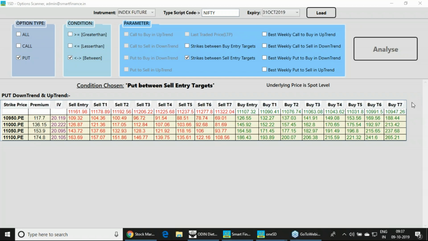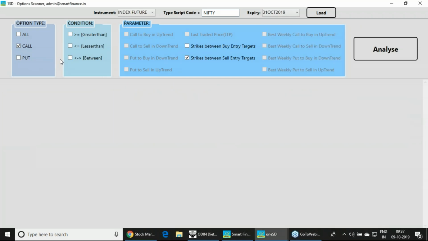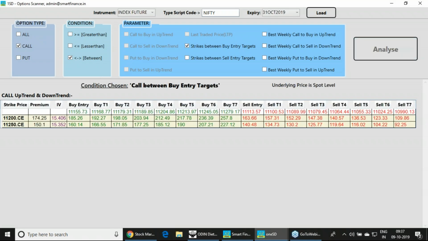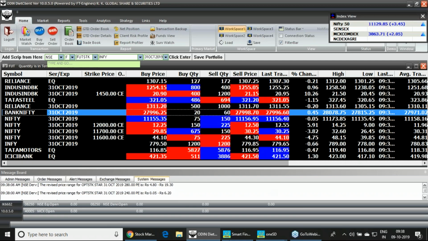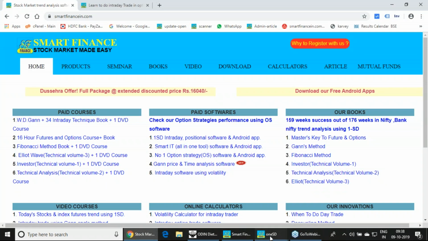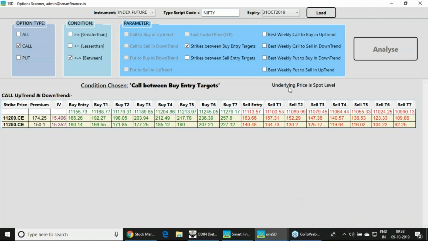And if I want to trade in the call options, that too I can do, with strikes between the buy entry and target. It is suggesting only 2 strikes. I can enter these call options once the Nifty spot, which is the underlying price level we are taking, which you get once you are using the software, goes to the 11,156 level. Then you will be buying the call option.